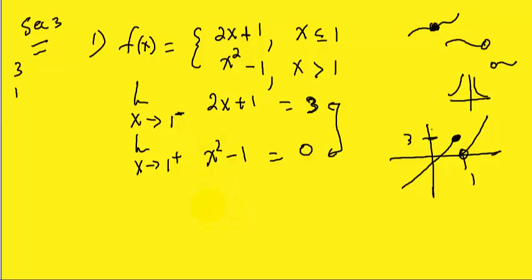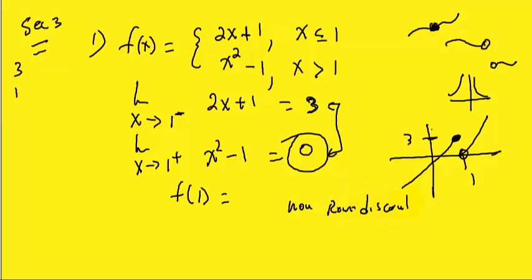Alright, so we don't even need to check what is f of 1. If this turned out to be the same, you'd have to check. Okay, so this is a non-removable discontinuity. That's all I need to know. Alright, number 3.